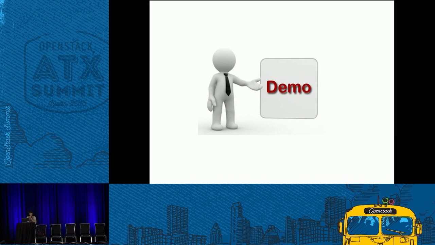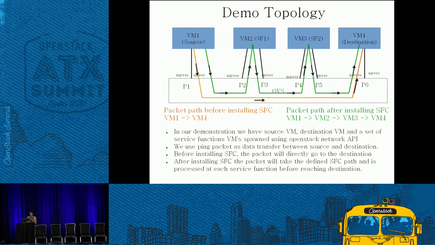Now I'm going to go through the demo scenario I'm going to show later. In order for you to better understand the demo, I'm going to show what scenario we are going to demo and also the demo topology. The demo topology consists of a source VM, which is where the traffic originates, and the destination VM, VM4, where the traffic ends. There will be two service functions in this demo running on VM2 and VM3.